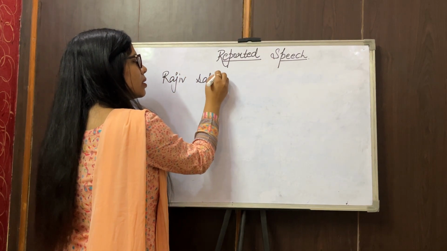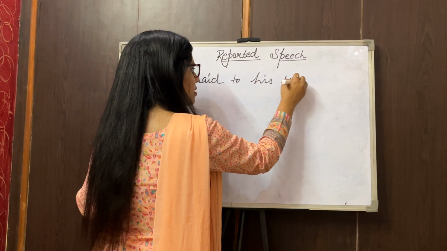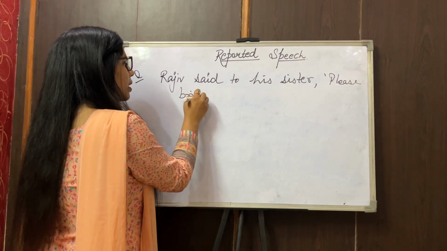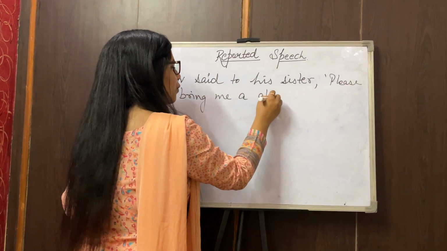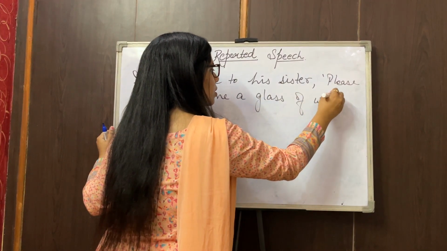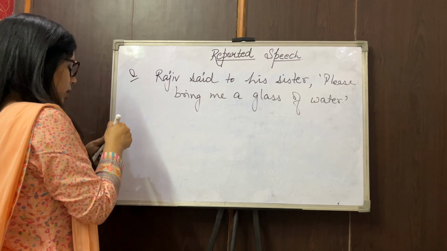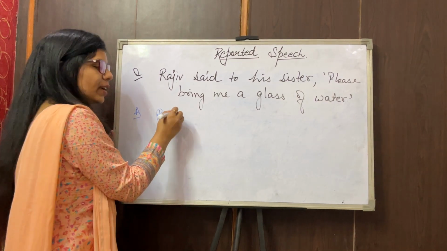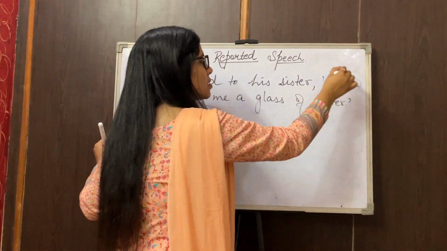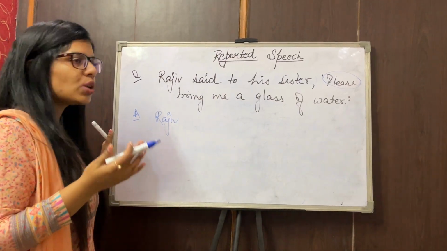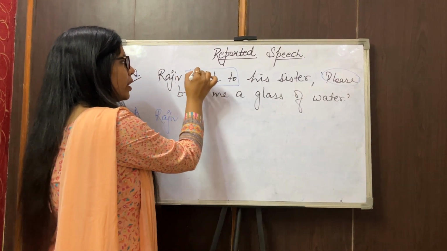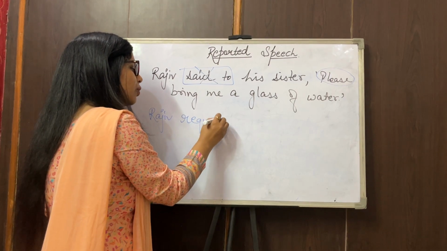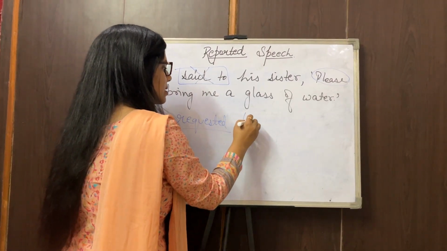Rajiv said to his sister, please bring me a glass of water. A very common sentence. So what we are going to do is, let's start from the top. Rajiv will come obviously as it is. Now what is he doing here? The word please is shouting that it's a request. So if it's a request, what are we going to do? We are going to replace the words "said to" with requested. Rajiv requested his sister.